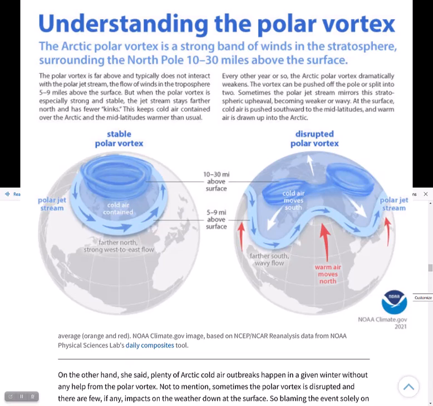Meanwhile, parts of the Arctic were much warmer than average, orange and red. NOAA Climate.gov image, based on NCEP/NCAR reanalysis data from NOAA Physical Sciences Lab's Daily Composites tool.